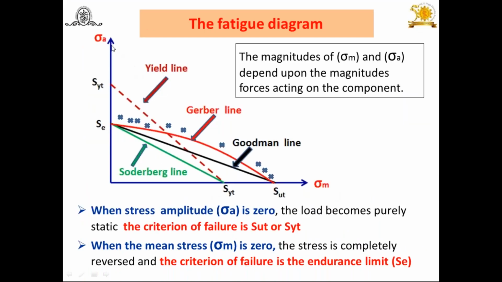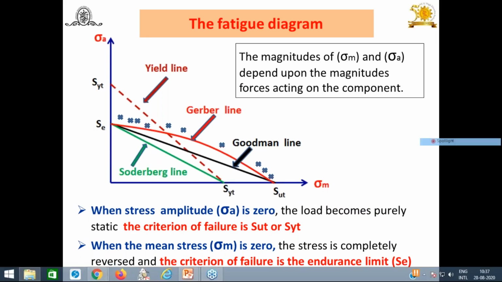From that you will get sigma M, sigma A, and you can look at SYT, SUT on the X axis, SE and SYT here. The line joining SE to SYT is the Soderberg line. The line joining SE and SUT is the Goodman line. The parabolic curve joining SE and SUT on the X axis is the Gerber line. And the SYT line is known as the yield line.